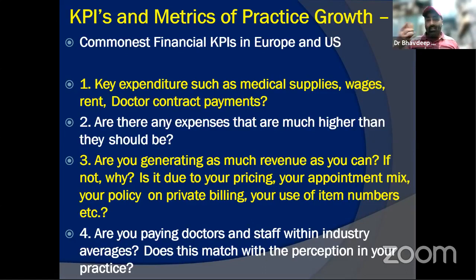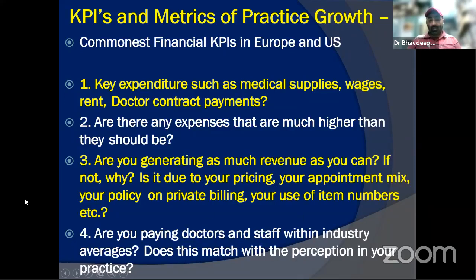Just an example. Sometimes you need to make sure of this. We are all governed by the reality star ratings in dentistry for the materials. So if the 3M and the Curare products both have a 4 or a 5-star rating, then there is hardly much to compare, because that is the industry gold standard, the reality star ratings. So look out for those things which are actually giving you results. Then, are you generating as much revenue as you can? If not, why? Is it your appointment problem? Is it your pricing problem? Is it your private billing? Again, the foreign thing. Or maybe the use of your item numbers. Are you paying doctors and staff within industry averages?